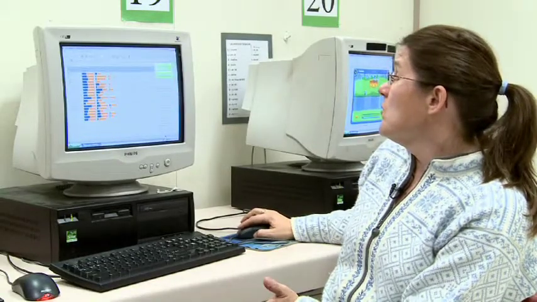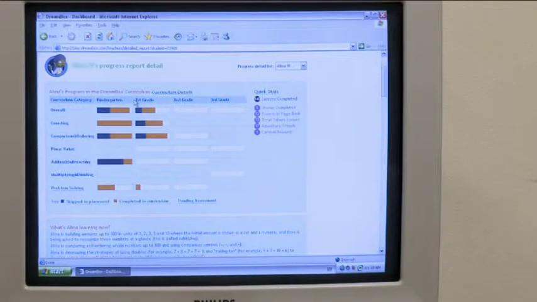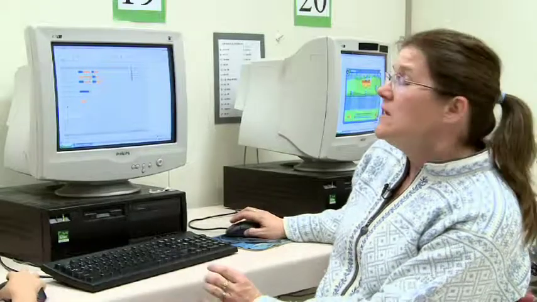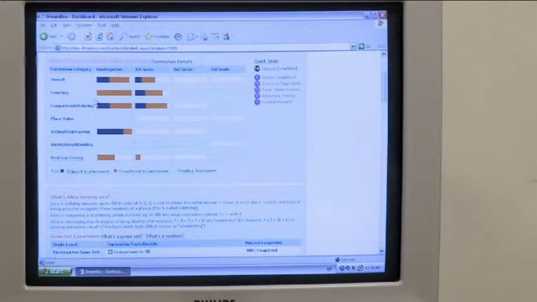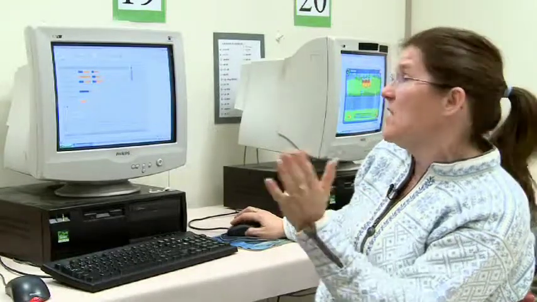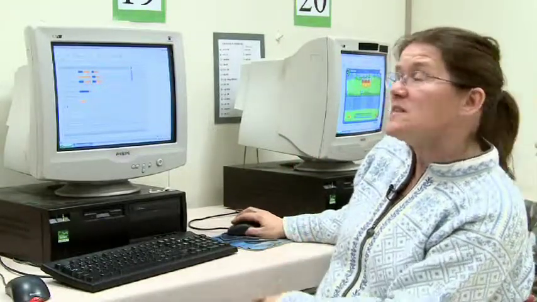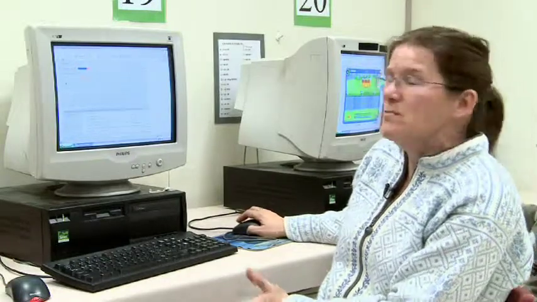You can go to weekly reports or you can go to detailed reports. For one specific student, you're looking at a specific detailed progress report. You're looking at curriculum categories: counting, comparison, place value. These are specific categories. This is where they are in terms of kindergarten, grade 1, grade 2, or grade 3. It's interesting because on some of the kids' profiles you're going to see they are still working in kindergarten, they're also working in 1 and 2, which is what we know. It's not a straight linear thing. That's the beauty of Dreambox.